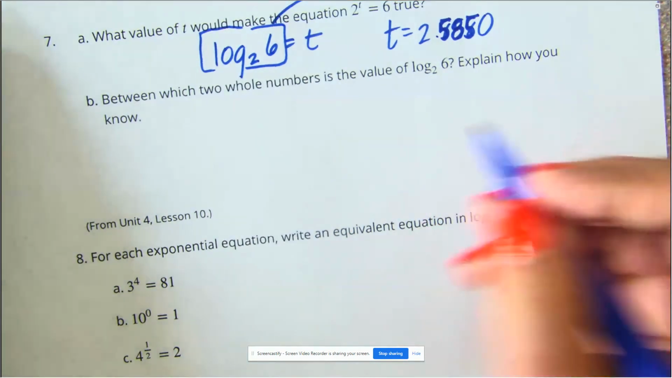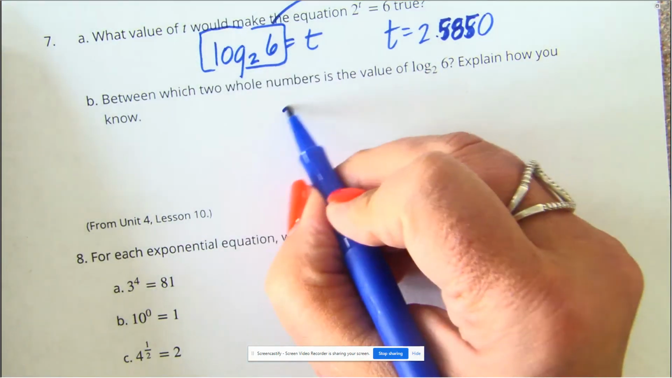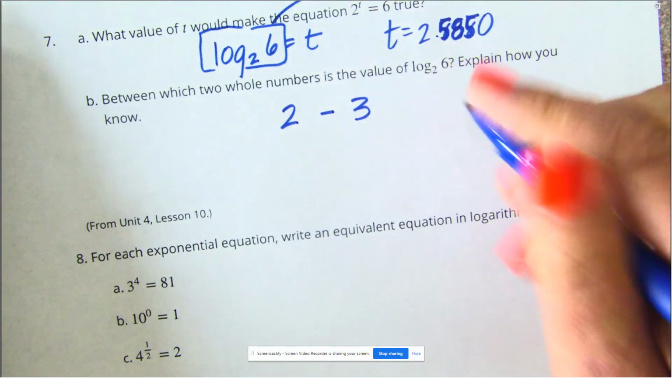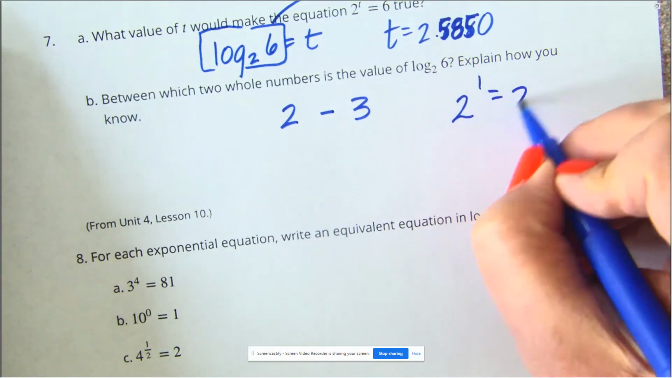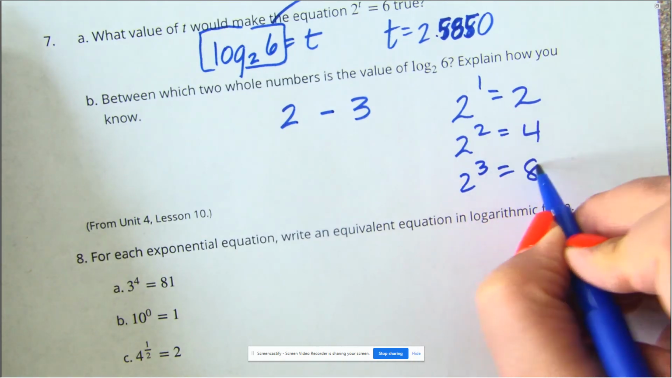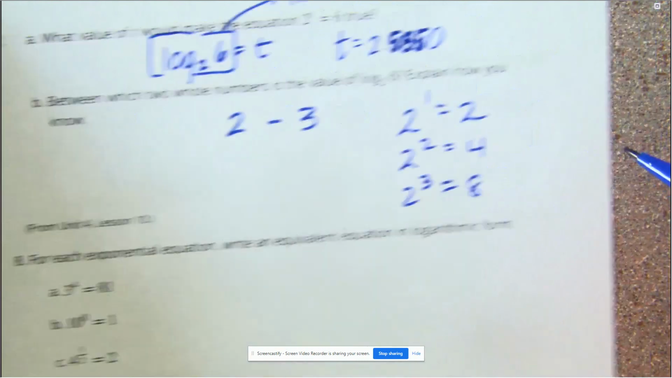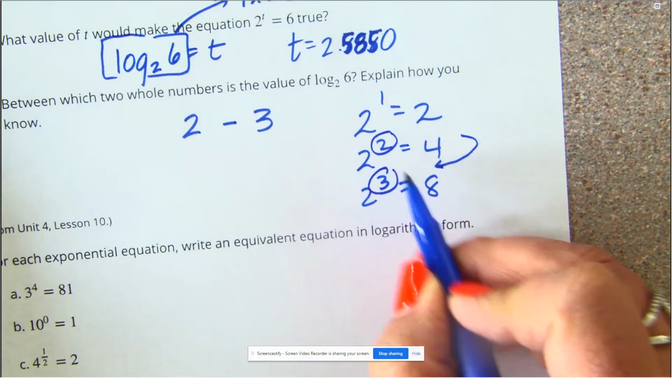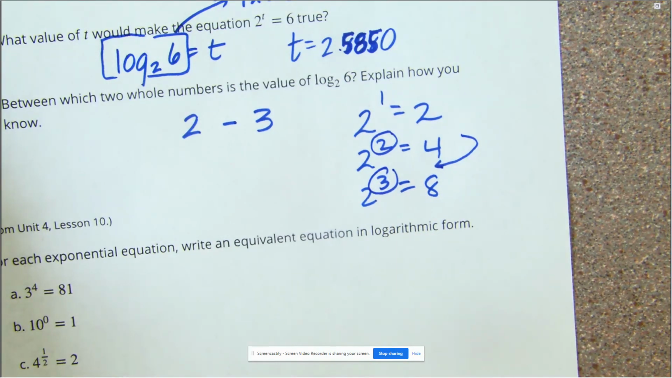Between which two whole numbers is that value? Well, I looked on my table. The number 2.5 is between 2 and 3. If I hadn't looked this up, let's look. 2 to the first is 2. 2 to the second is 4. 2 to the third is 8. I was looking for when it was going to be 6, which is in between these two numbers right here, the second and the third power.